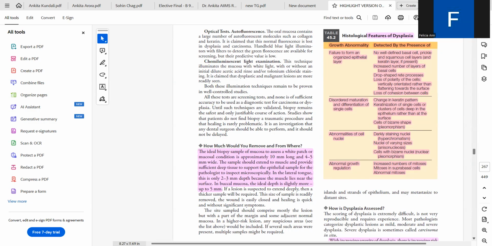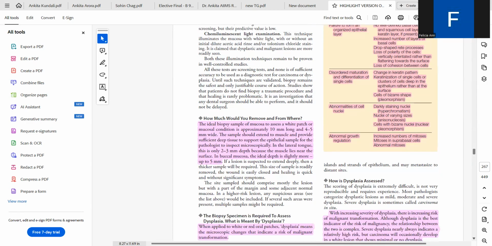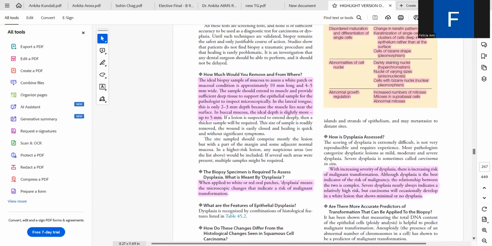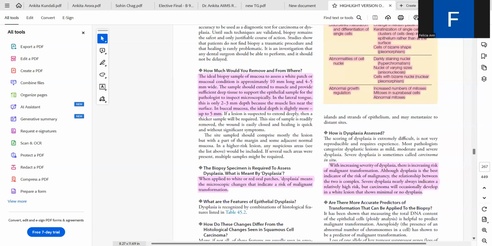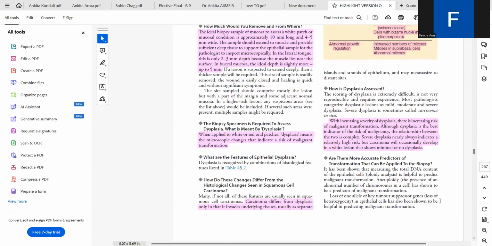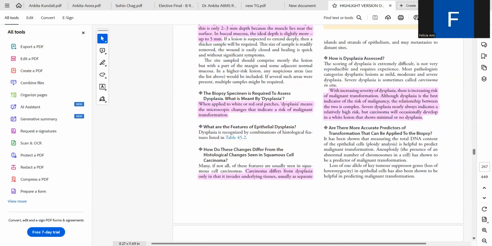So we are continuing from the case we were discussing on white patch on the tongue, which is many lesions, white lesions we are studying. And this is continued from Odell, page number 267.